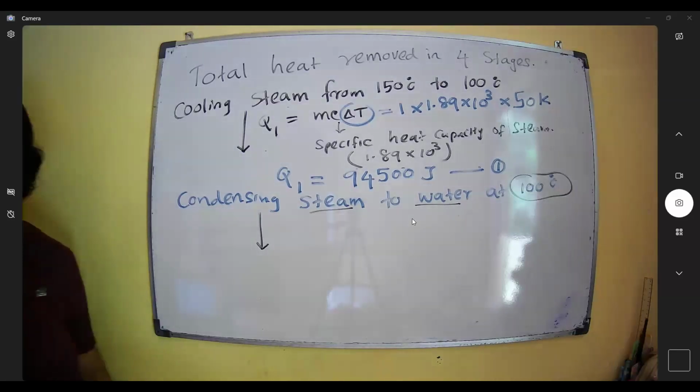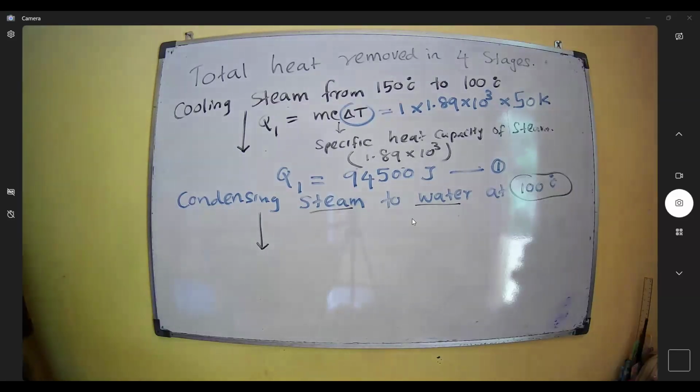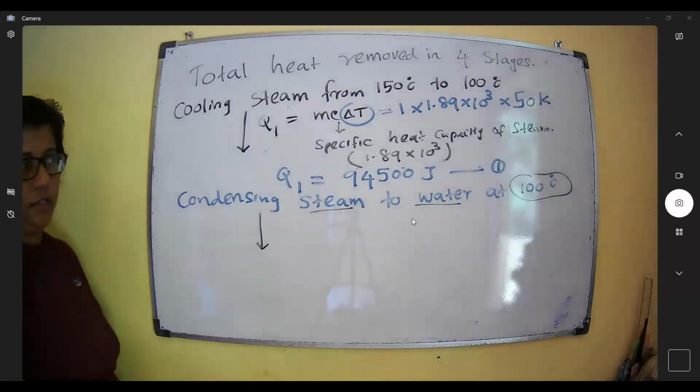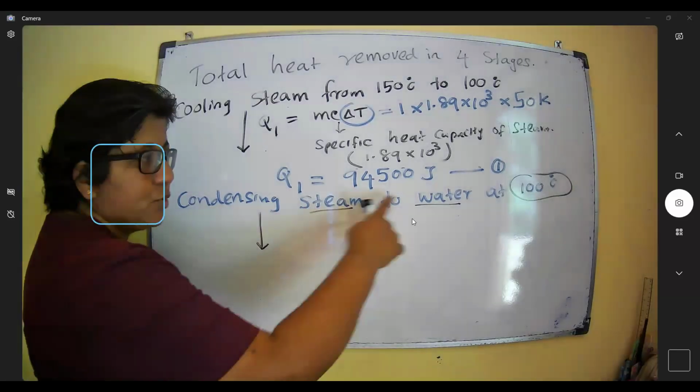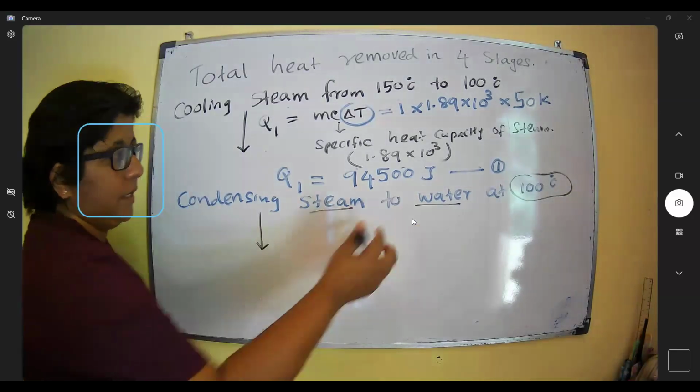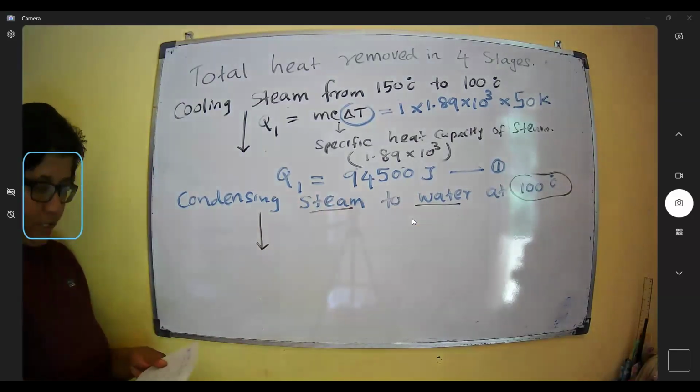Then what is the equation behind this? This is latent heat. No increase, no decrease. We cannot see any temperature change in this transition. Phase transition is happening. Steam to water. Right? Steam to water is happening.